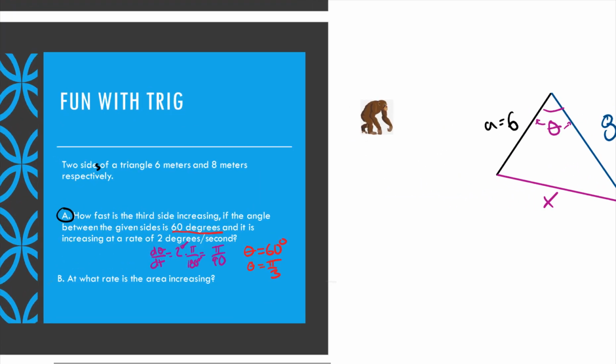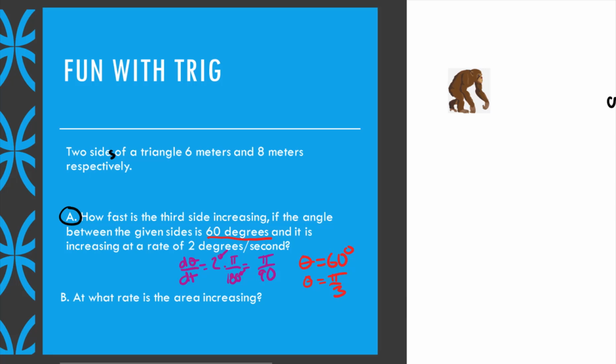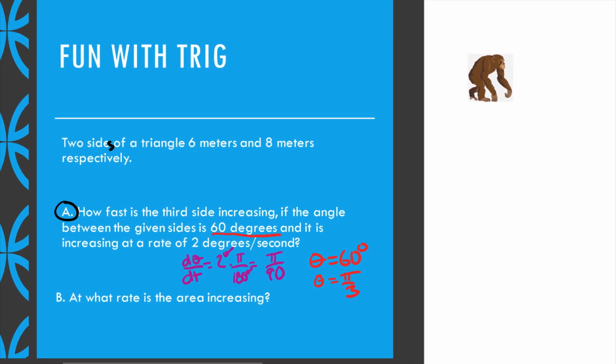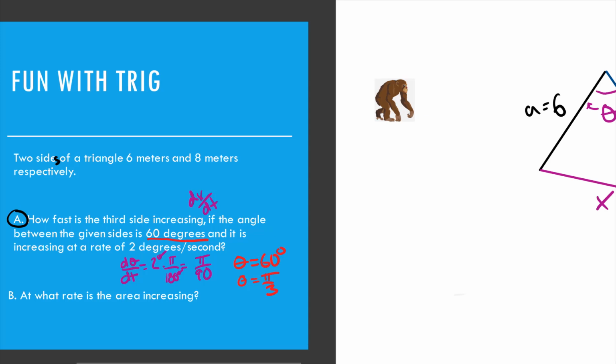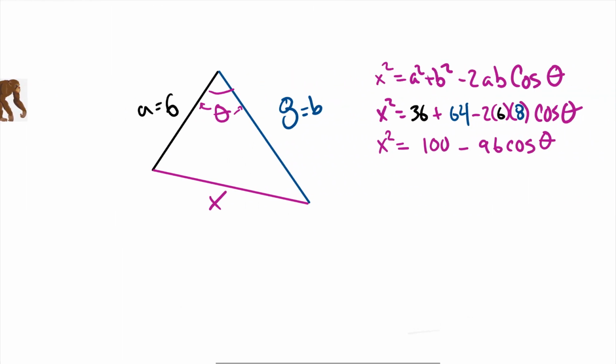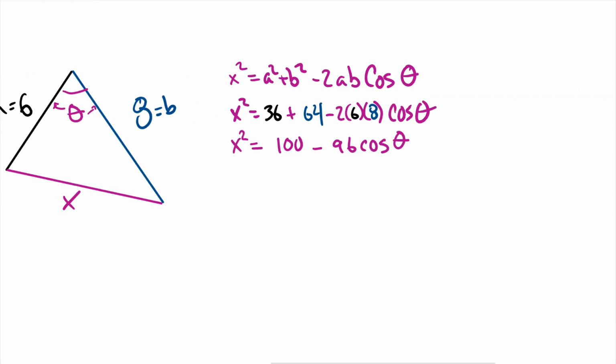And the question one more time is, how fast is the third side increasing? We're looking for dx dt. We want to know how fast is the third side increasing if the angle between the sides is 60 degrees and is increasing at a rate of 2 degrees per second. I think we've related some stuff. We have that x, and we want to know what the change in x with respect to time is as the angle gets bigger.